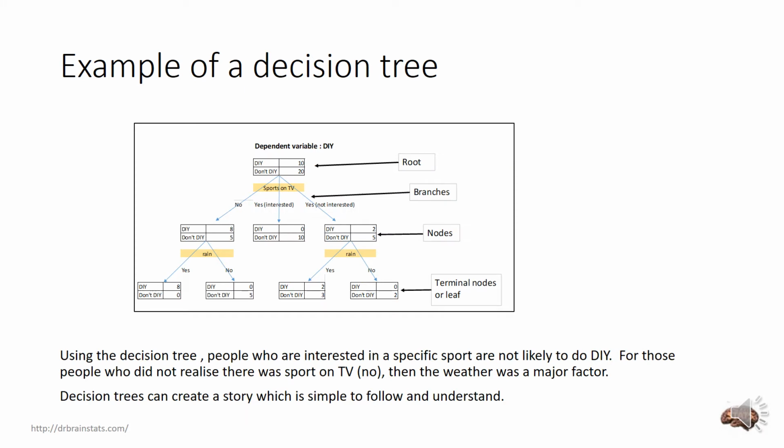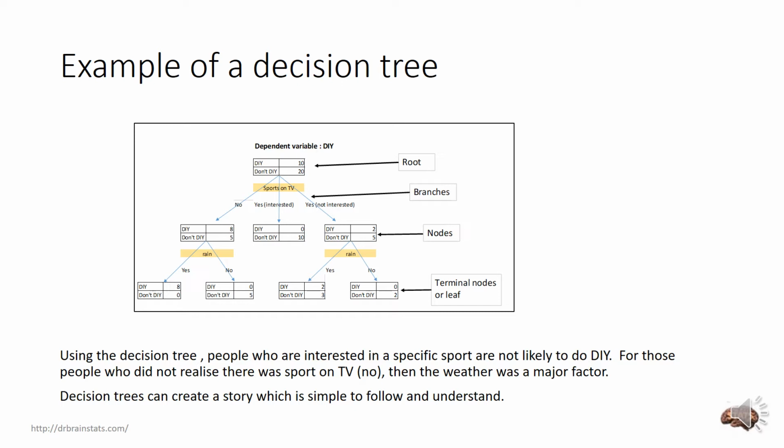So this is an example of a decision tree. It's clearly labelled. At the beginning we have the root, and this is then split later on into the branches. And at the end of a branch is a node. And when we finally get to the very end of our decision tree, these are called the terminal nodes, or they are sometimes referred to as a leaf.